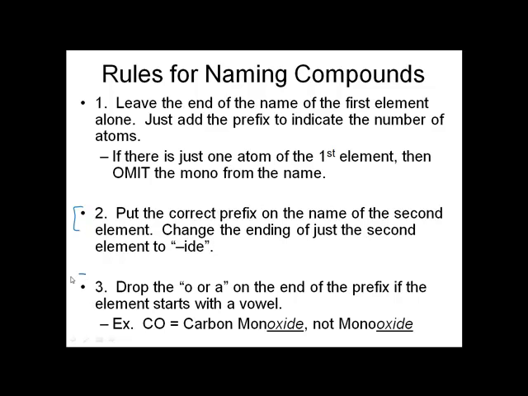Number 3, we drop an A or an O at the end of the prefix if the element starts with a vowel. So like we don't say carbon monooxide, we say carbon monoxide. Most of those are kind of obvious, like when you see them in action, like when you should drop it or when you shouldn't drop it.